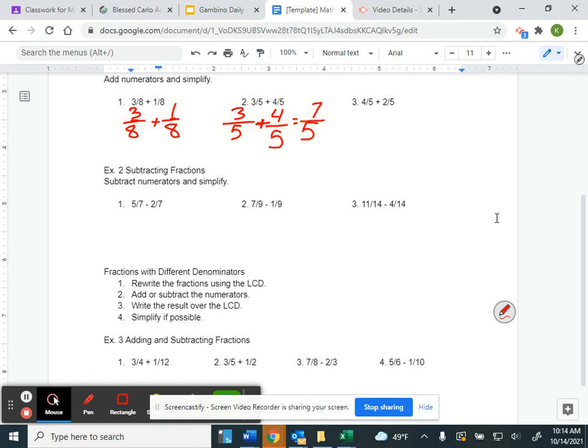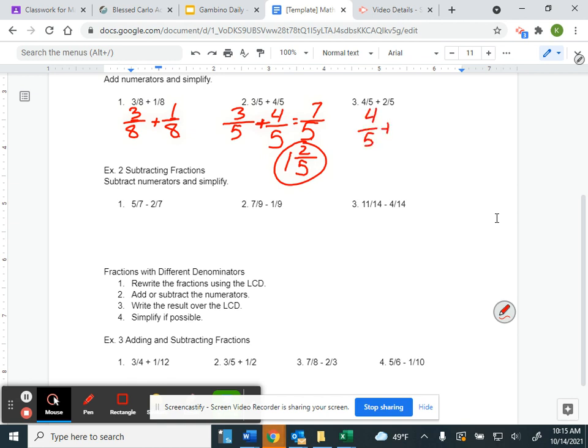We need to turn it into a mixed number. So we have 7/5. How many times can I take 5 out of 7? Brielle? 1, I can take a 5 out 1 time. How many are left over? 2. So that's my new numerator. Denominator stays the same. So if it's improper, Mrs. Dawson wants us to make it proper. Turn it into a mixed number.